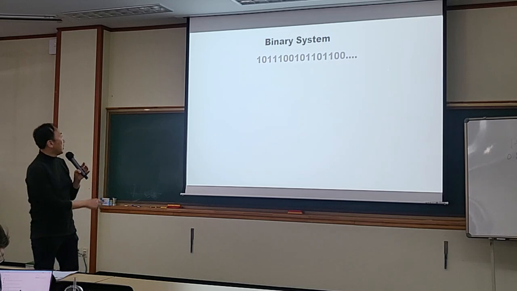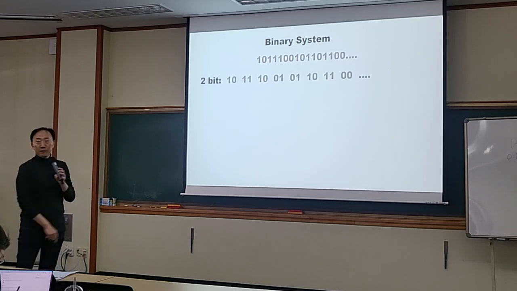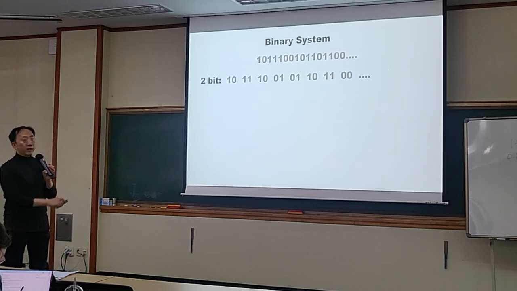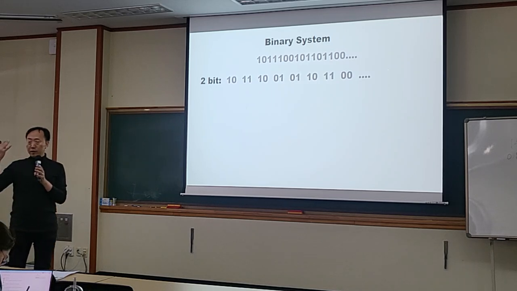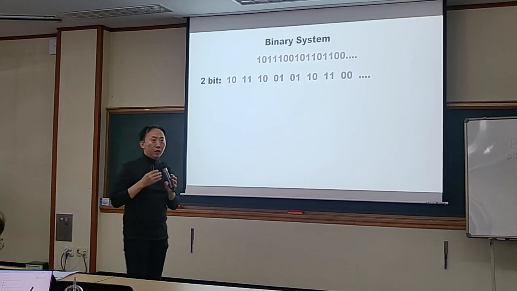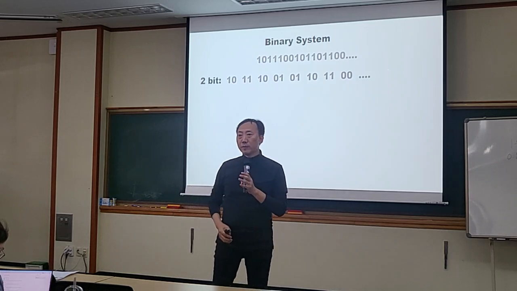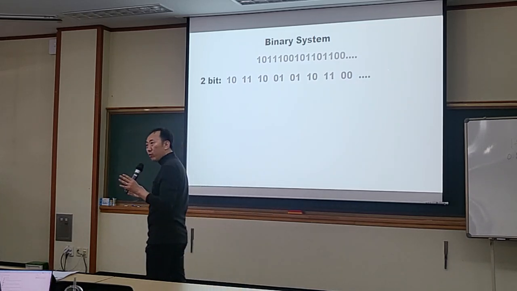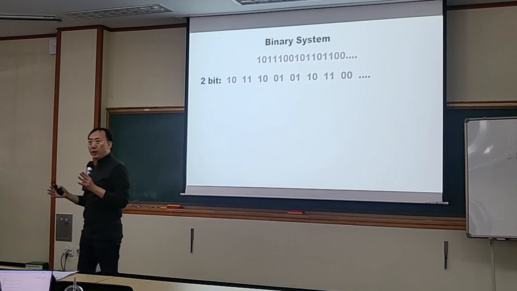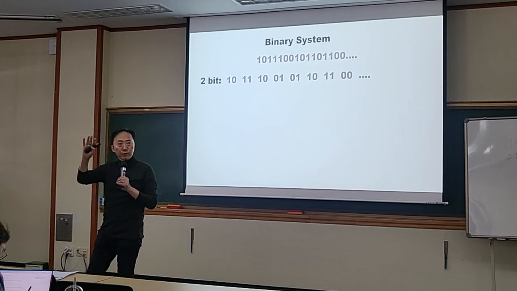So if this is a binary bit, a 2-bit means 2 units. Then 2-bit can carry how many pieces of information? 4. 1 1, 1 0, 0 1, 0 0. It's a permutation, not a combination. 조합이 아니고 순서가 있으니까. So 0 1 and 1 0 are different. So that's 4 pieces of information.